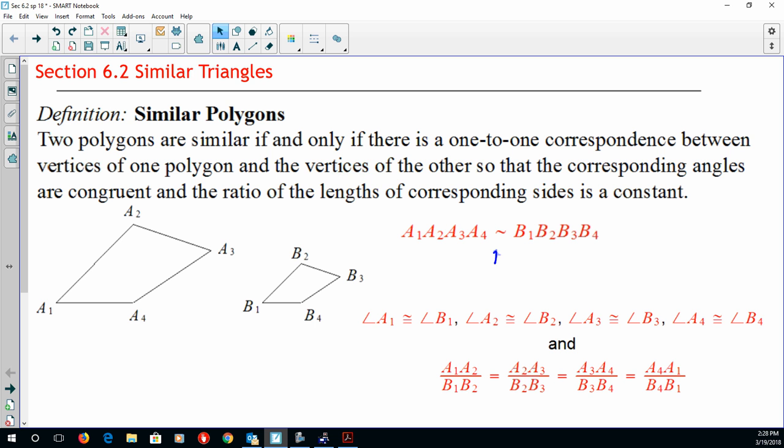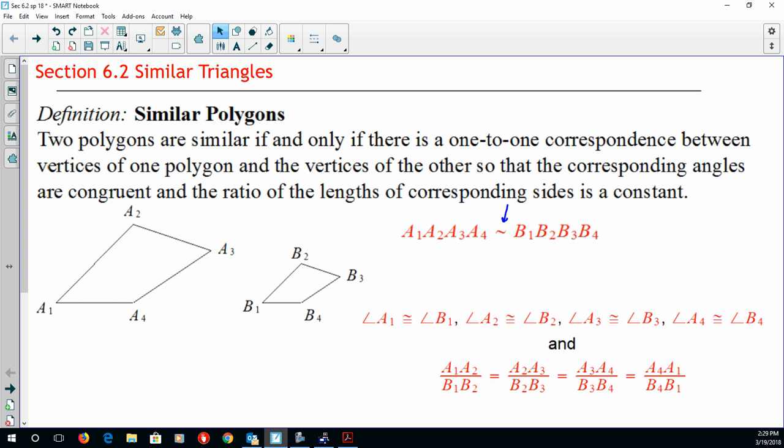Can do better than that. It's the little squiggle off the top of the congruence symbol. So A1, A2, A3, A4 is similar to B1, B2, B3, B4. When you list them down, it's like congruence. You list them in order of the correspondence. So A1 and B1, A2 and B2, and so on. And this means a bunch of things.